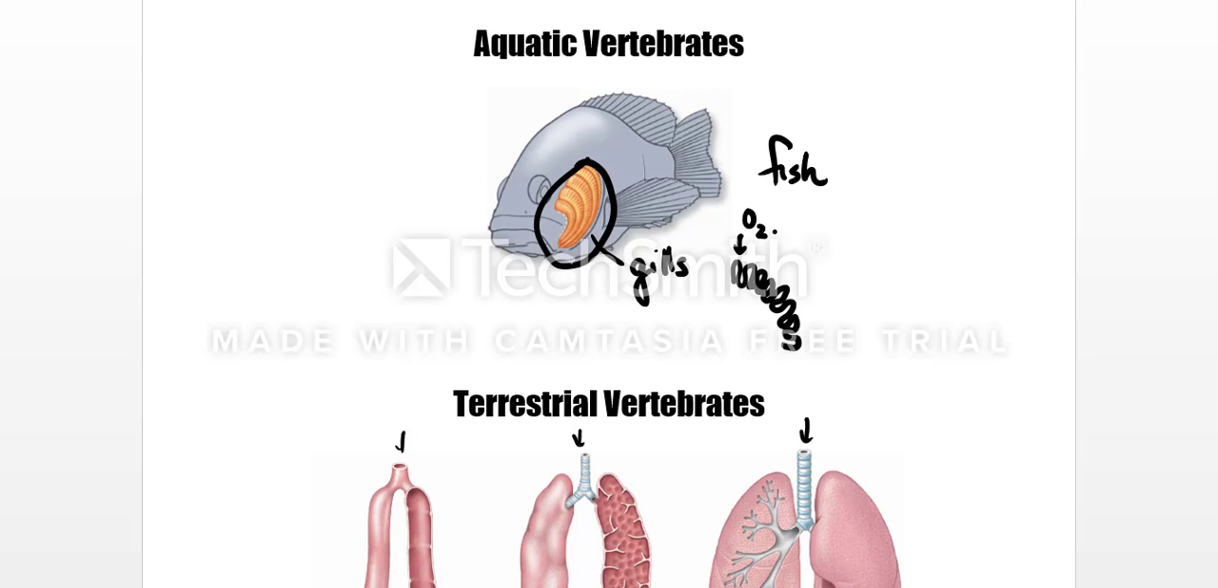Oxygen goes in from where it's more highly concentrated in the water to where it's less concentrated on the inside of the gill. And CO2 moves from inside of the gill, where it's more highly concentrated, out into the water.